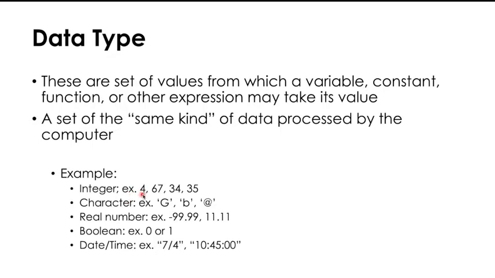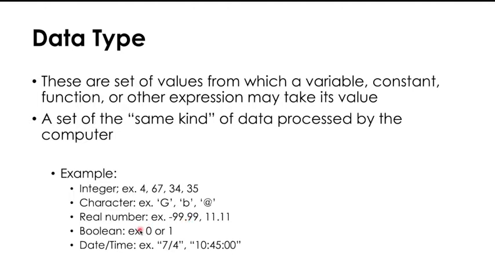Integers, as we all know, are simple numbers like 4, 67, 34, 35. And then next we have character. These are enclosed in single quotation marks like G, B, or the @ sign symbol. And then real numbers, these are the ones that are negative or positive and that have decimal places.